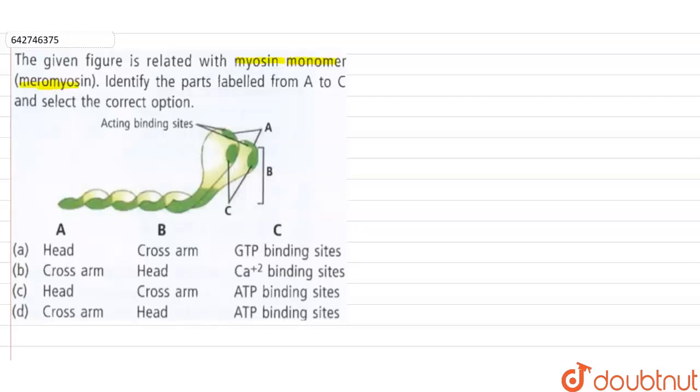In this question, they have shown us a figure which is related to the myosin monomer, that is the meromyosin. Now we have to correctly identify the parts labeled A, B, and C and select our answer from the given options.